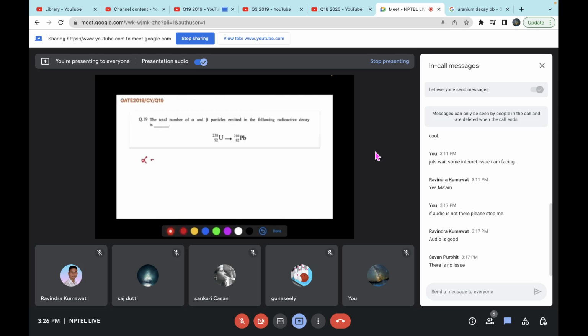So basically your alpha particles are 7 and your beta particles are 4 in number. We have been asked for the total number of alpha and beta particles, so you need to be vigilant here. Just add these two and you will get a total of alpha plus beta, which is 11.